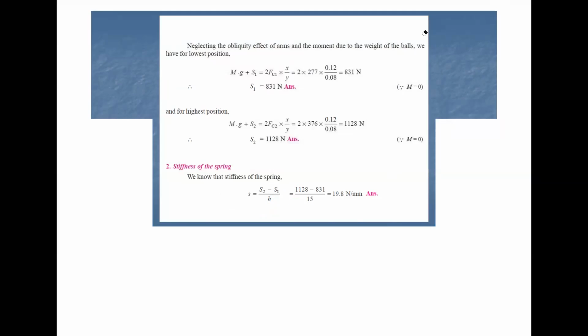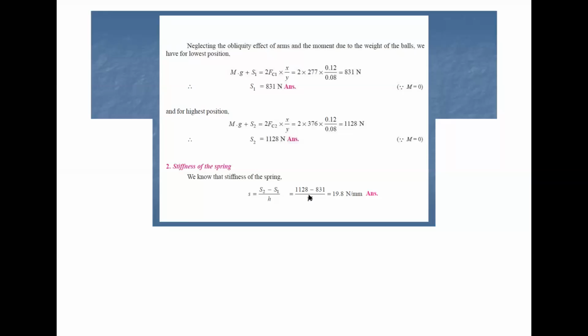So those are the spring forces. Now we are going to find the stiffness of the spring. You will observe that you have the relation between the spring forces and the stiffness. So that is the small s equals S2 minus S1 by H.